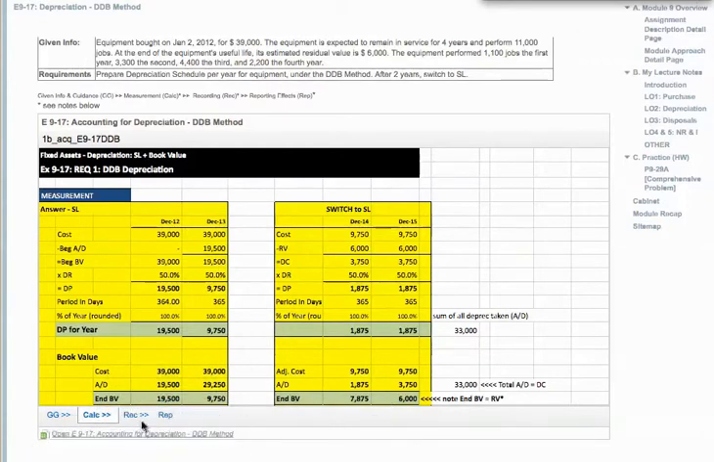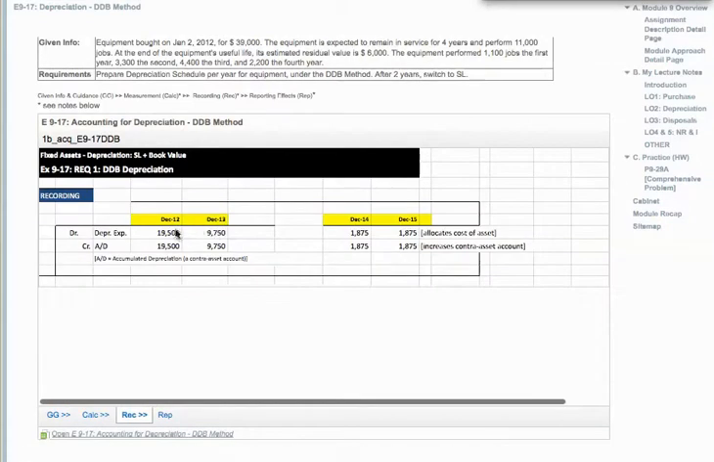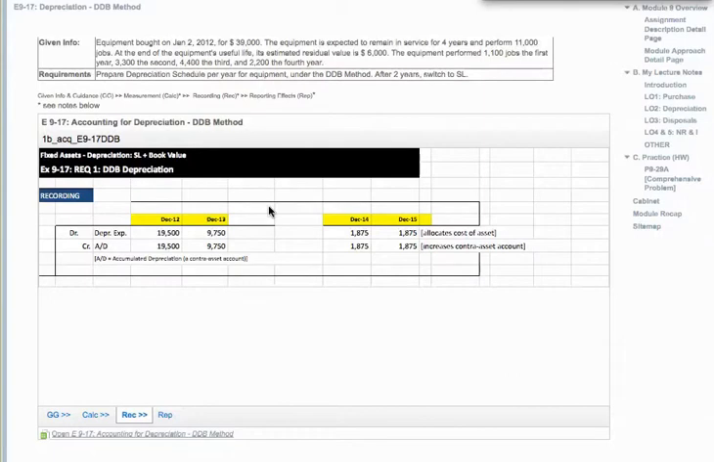And now with respect to the recording, we simply see the journal entry for depreciation expense here for each year. So we have a debit to the expense account, and the AD is credited for those amounts that we calculated in the previous sheet.